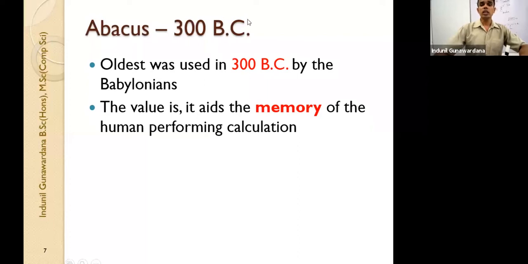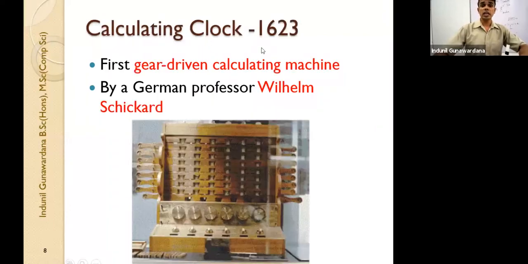Then after that, there was a machine that came to the world called as calculating clock. I hope that these details are there in the printed version. You have the printed version. So the same text I have added in the slides is added in the printed version as well. Yes, abacus, we have the instruction there in the printed version.